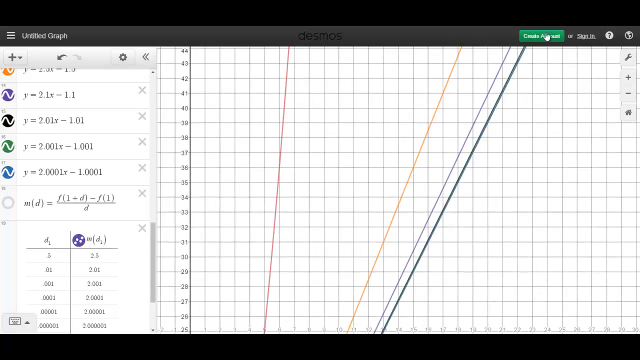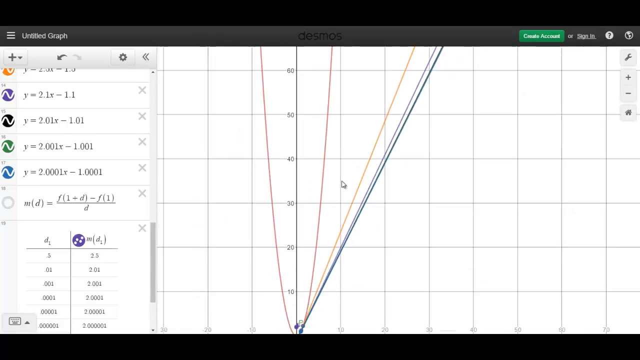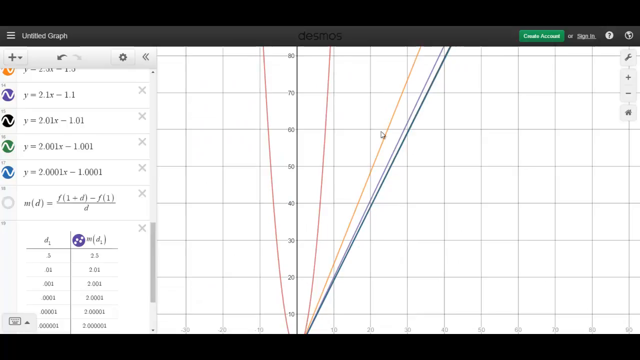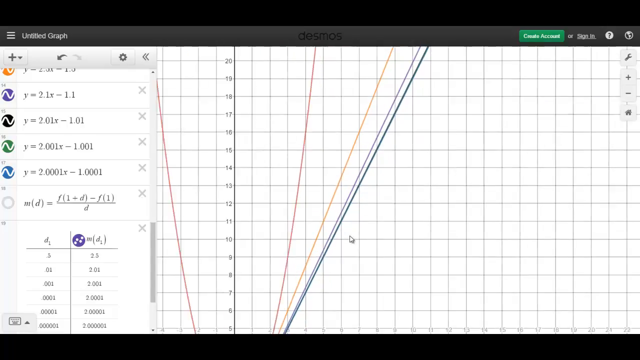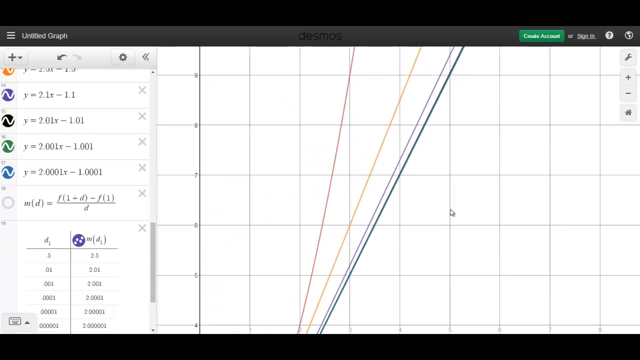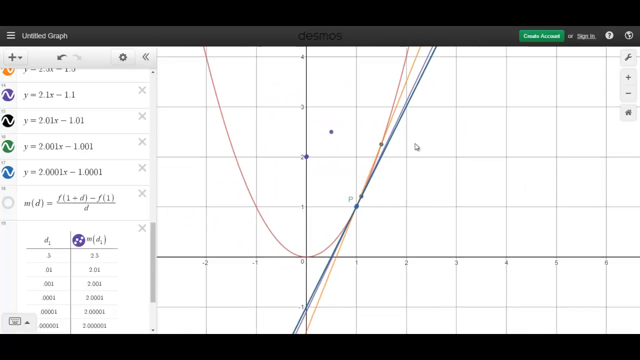You can't even tell the difference apart. Now, if you were on a TI, good luck at even seeing the difference of these at all. Because on the TI, I don't know, they're great, but as far as being really dynamic like this, they're kind of hard to deal with. But we can keep on zooming in. Things look nice and neat.